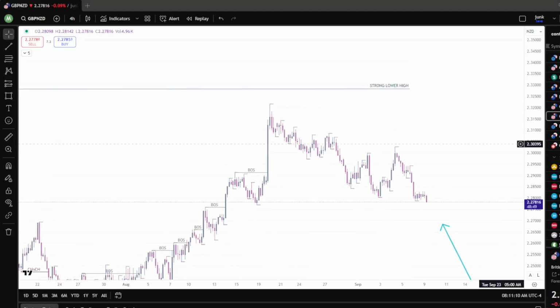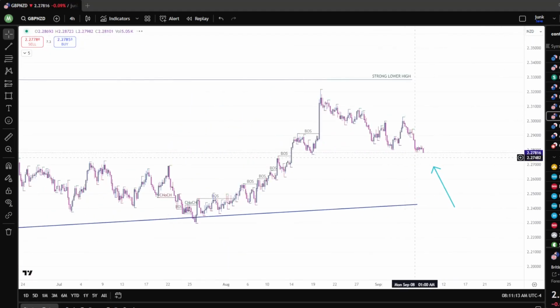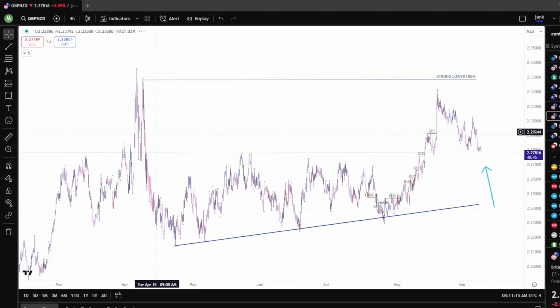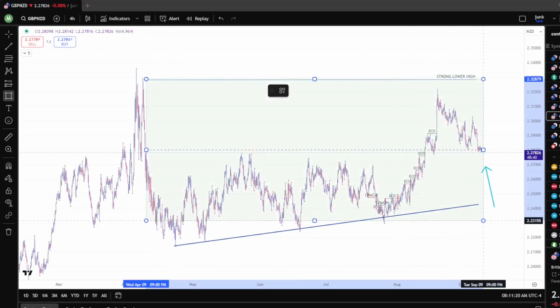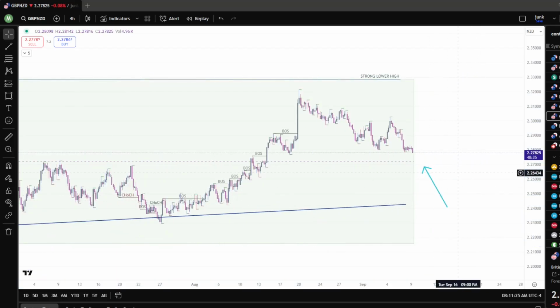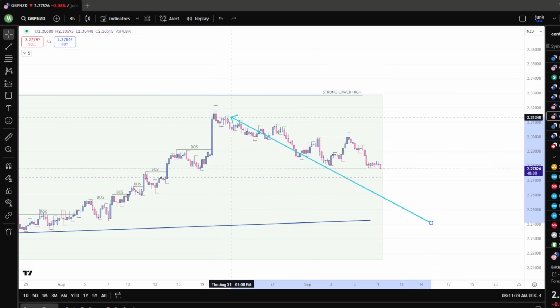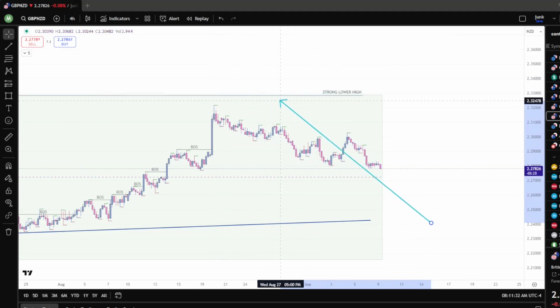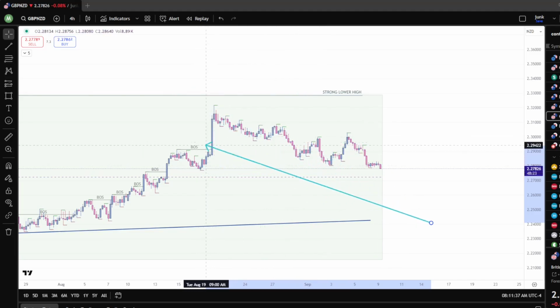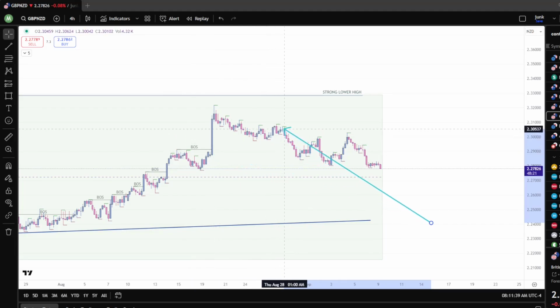GBP/NZD. Let's go map out the current range. And as we've been saying, prices have continued to push down, similar to GBP/AUD. It's never really targeted, never tapped into a strong lower high. But once it did, after this momentum push out of this area of demand, sellers stepped back in, started making lower highs off this high.